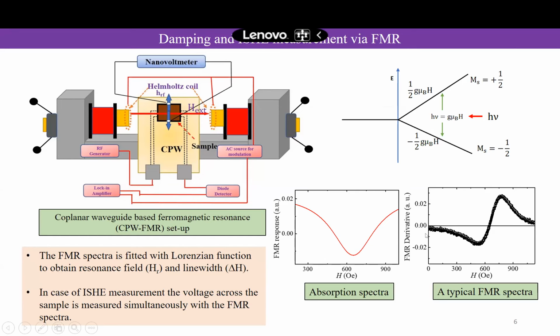And if you take the FMR derivative, it basically looks like this, where the zero crossing line is called the resonance field, and the peak to peak position is called the linewidth. So for a certain RF frequency, this H resonance and delta H are evaluated, and they will be used for the evaluation of the damping parameter.